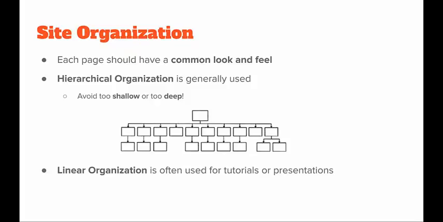When it comes to web design, one thing to consider is how you want to organize your site. Remember, we said that each page should have a common look and feel, consistent use of colors, fonts, and so on. When it comes to how you organize the site in terms of which pages are linked to which, and how the natural progression of going from page to page actually happens, we're usually talking about a hierarchical organization. That's a scheme that's generally used, but be careful to make sure that your site design is not too shallow or too deep. Often the hierarchical organization is shown as kind of like a tree, as we see in the graphic here. We don't want it too long, but also we don't want it too short.